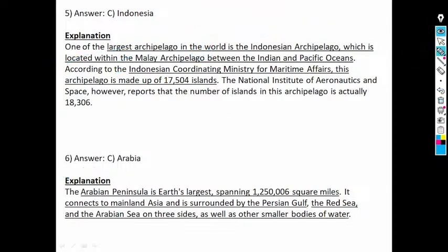One of the largest archipelagos in the world is the Indonesian archipelago, which is located in the Malay archipelago between the Indian and Pacific Oceans.